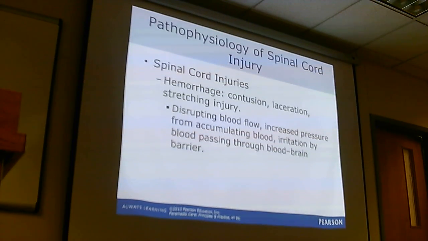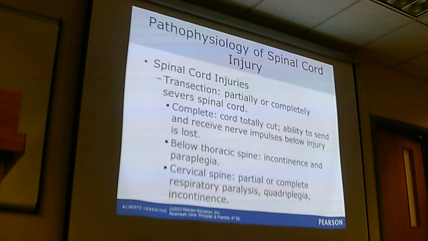You can get bleeding from these areas. You can get stretching disruption. I'm sure Joel talked to you about all the types of spinal injuries and what they can do and how they affect. Hyperflexion, hyperextension, and then loss of blood supply as well. You can also get transections of the spinal cord, basically where you can sever it completely. You can get partial damage to it.